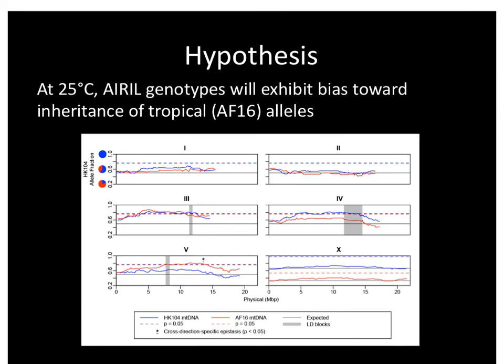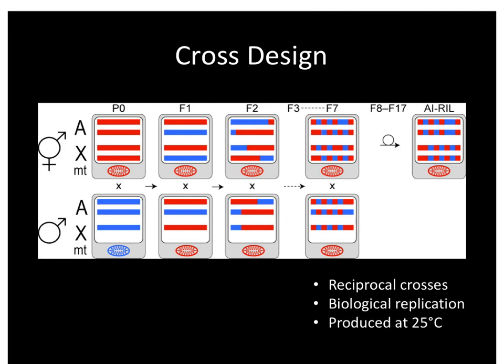And so our hypothesis, again, was that instead of seeing a bias towards HK104 alleles at 20 degrees, perhaps when we do this at 25 degrees C, a more AF16 or red-like temperature, we would see a bias towards AF16 inheritance, a dip below 50% in these plots. And my graduate student, Rania, who did all of this work, created a number of recombinant inbred lines using the same cross design, but at 25 degrees instead of 20 degrees.